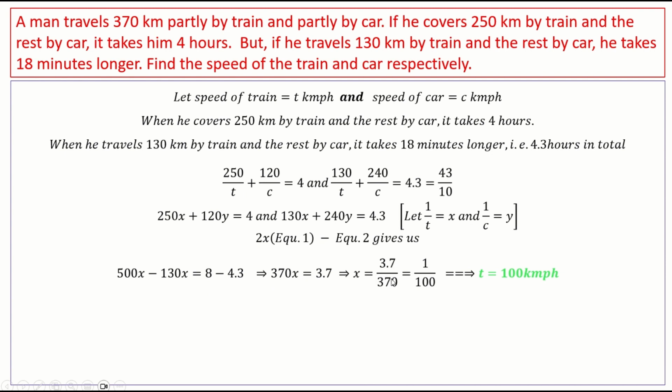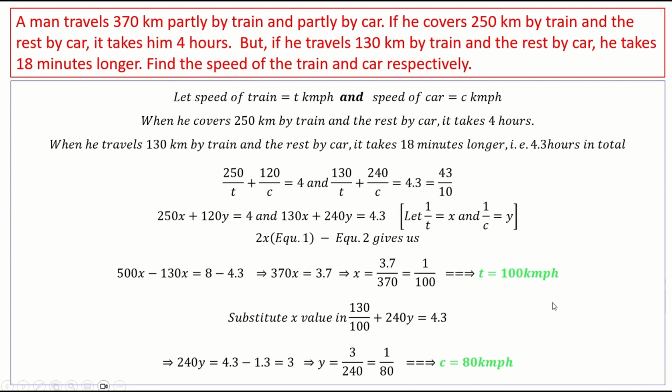So x equal to 3.7 by 370, that is 1 by 100. Since x is 1 by t, t equal to 100 kilometers per hour, the train speed. Substitute in any of the equations and you'll get y as 1 by 80, that is c equal to 80 kilometers per hour, the car speed. Hope you understood this. This is easy to moderate, I would say.